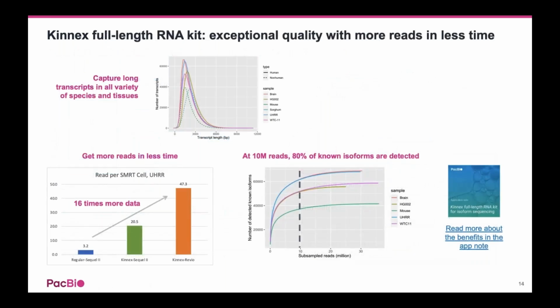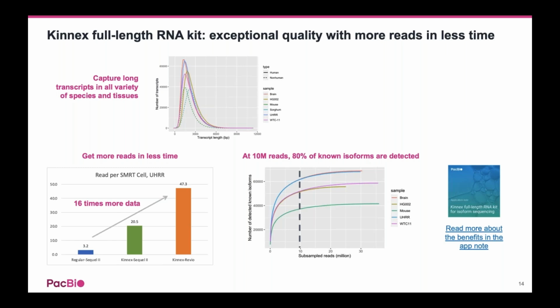So in summary, the Kinnex kits provide full-length isoform resolution at an increase in throughput compared to the previous PacBio Iso-Seq method. In the top figure, we're showing that Kinnex kits can capture long transcripts across a variety of species and tissues. In the bottom left, we show that you can get up to 16 times more data now compared to our previous Iso-Seq method on Sequel II when you switch over and use the Kinnex kits on Revio.